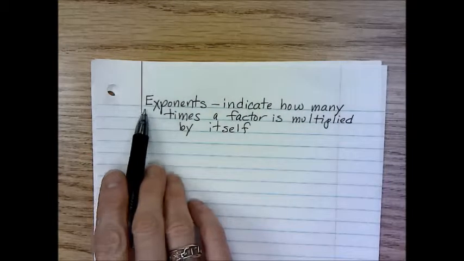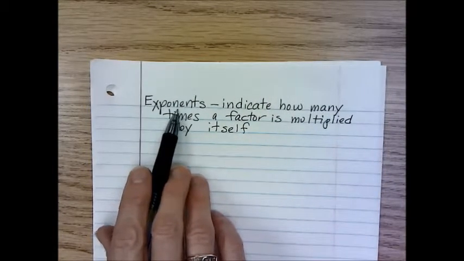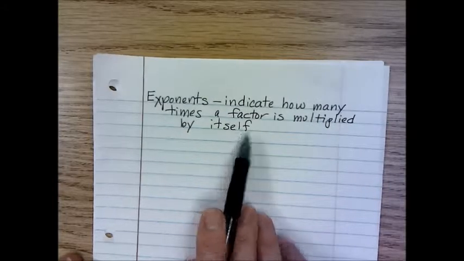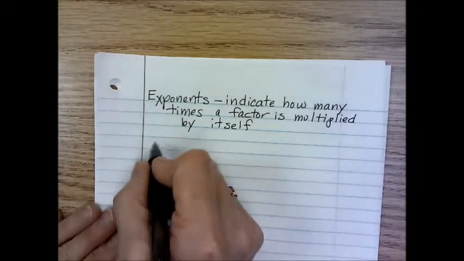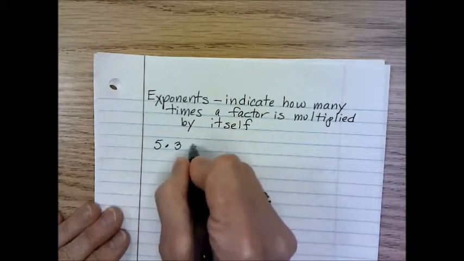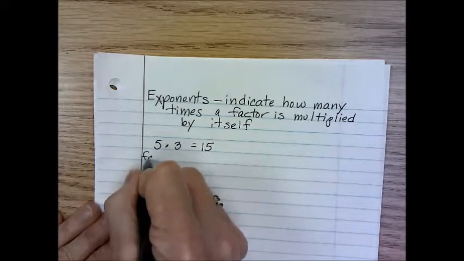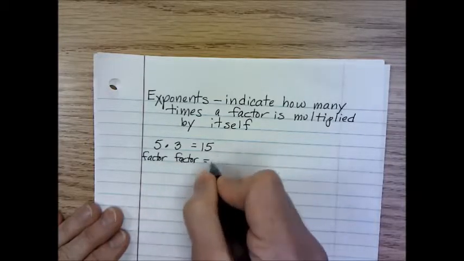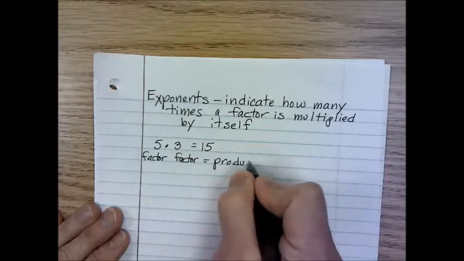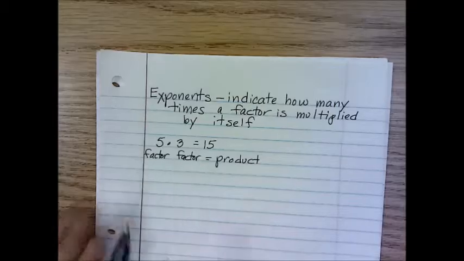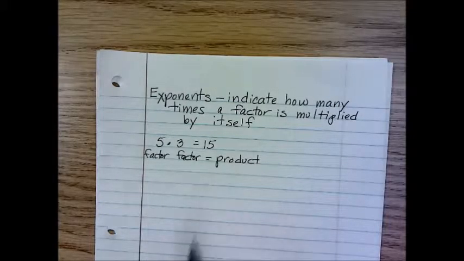Today we're going to talk about exponents. And what an exponent does is it indicates how many times a factor is multiplied by itself. And what that means, we know if we have something like 5 times 3 equals 15, 5 is a factor, 3 is a factor, and 15 is called the product. And this is just multiplication. Now, exponents is a different type of multiplication.